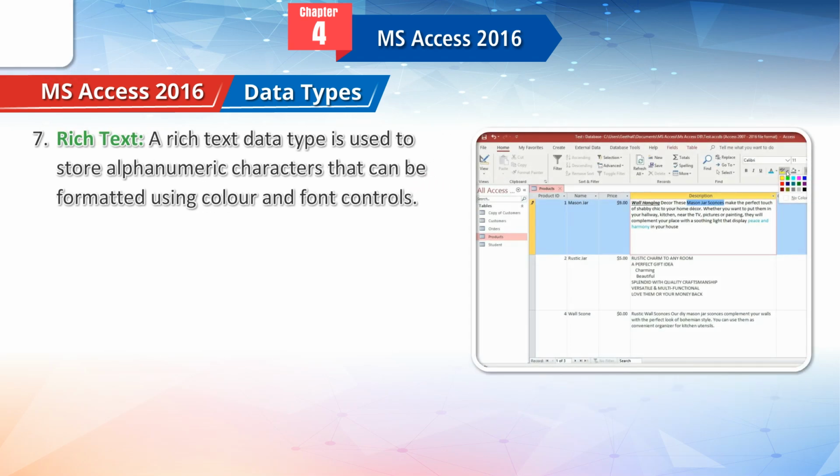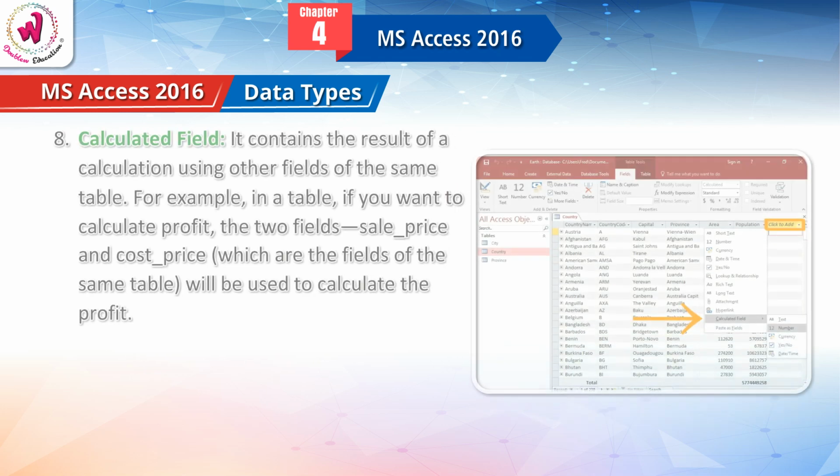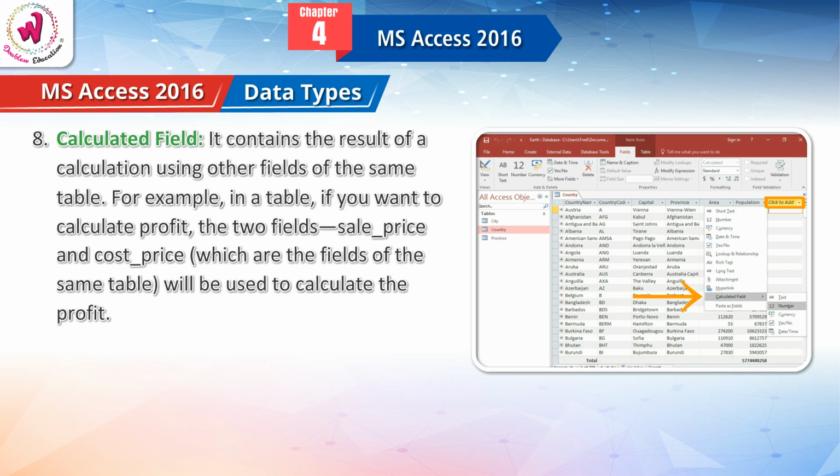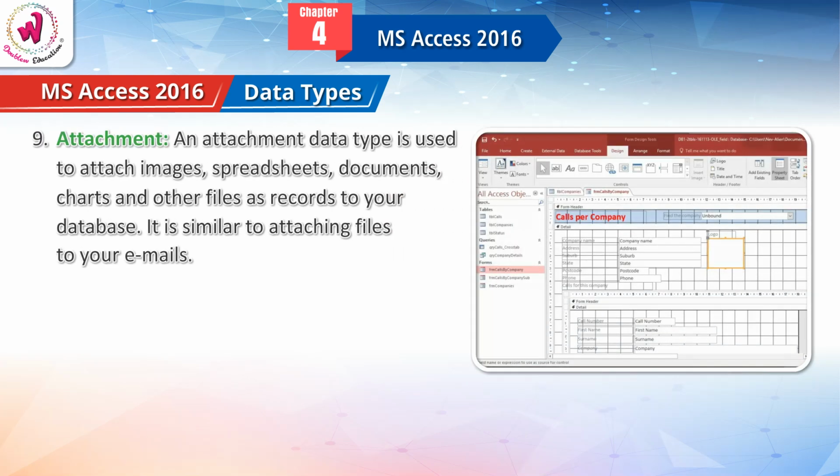7. Rich text. A rich text data type is used to store alphanumeric characters that can be formatted using color and font controls. 8. Calculated field. It contains the result of calculation using other fields of the same table. For example, in a table, if you want to calculate profit, the two fields, sale price and cost price, which are the fields of the same table, will be used to calculate the profit.